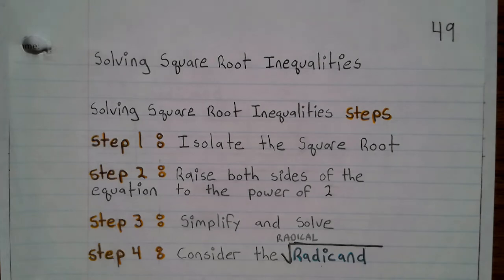Okay, Wildcats. Today we're going to journal page 49, solving square root inequalities. Solving square root inequality steps. Step 1, isolate the square root. Step 2, raise both sides of the equation to the power of 2. Step 3, simplify and solve. Step 4, consider the radicand.